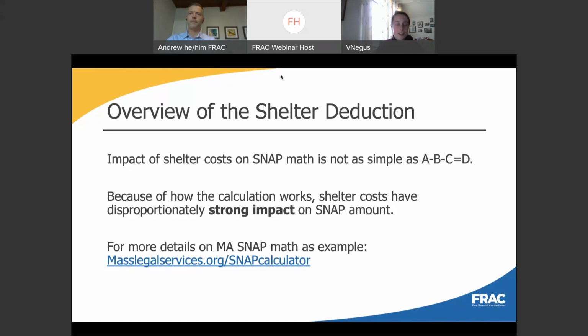We could have gotten into the weeds on why that is and how it works and what it looks like, but we decided to spare you all from that. If you want more details on what I mean when I say it has a disproportionately strong impact, we have a set of SNAP calculators on our website, and those walk through exactly how the shelter costs are worked into the SNAP math. All right, next slide.